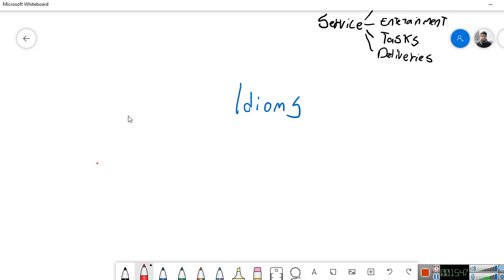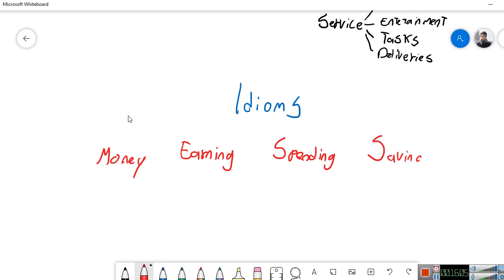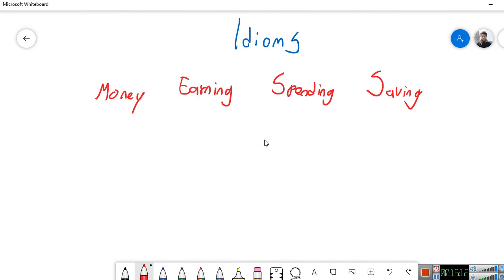Maybe we have the word money, or earning, spending, and saving. Okay, this is good. Let me make a quick chart out of this, just to split up every word.